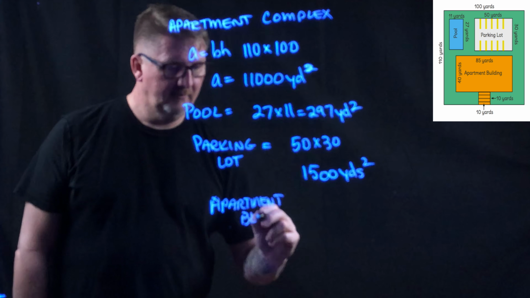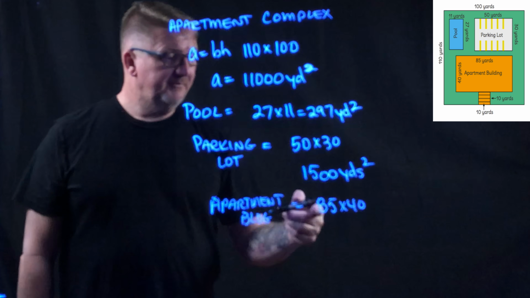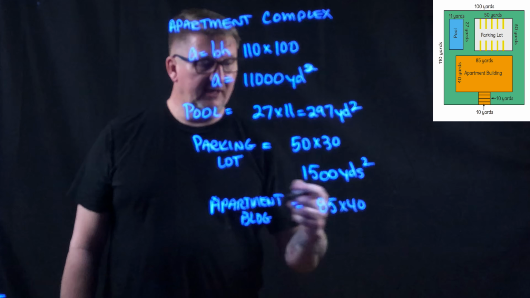85 by 40. One thing you have to keep in mind is make sure all your dimensions are in the same unit. We did have a problem before where I mixed it up, and you had one in centimeters, one in millimeters, or something like that. So anyway, everything is in yards. We've already checked. So 85 times 40.